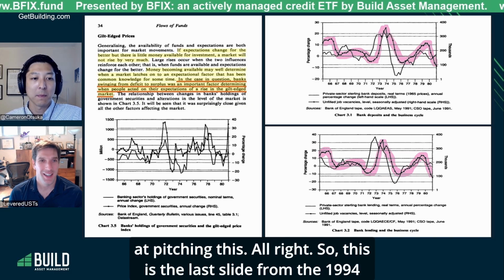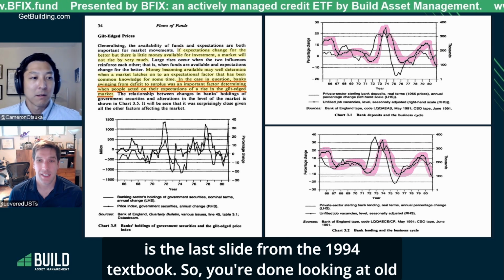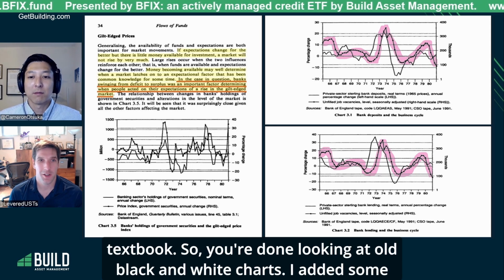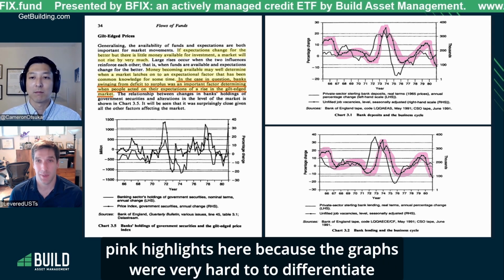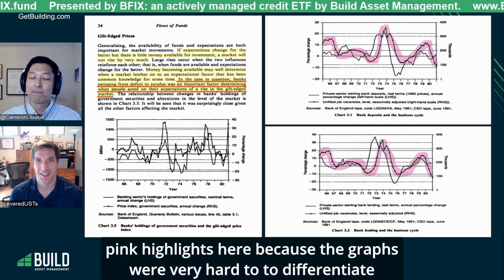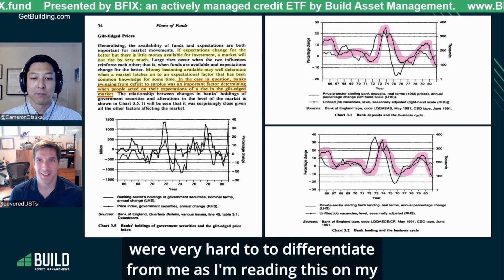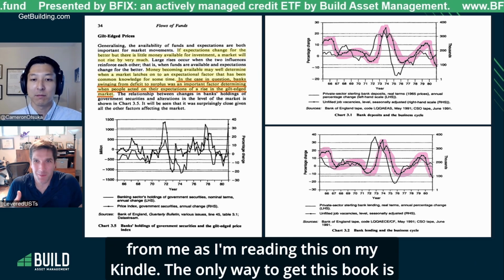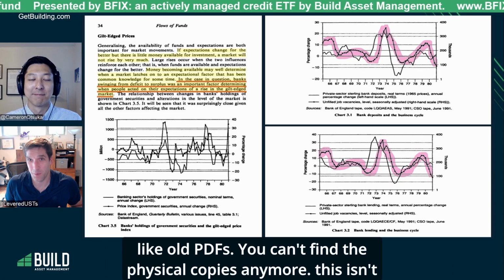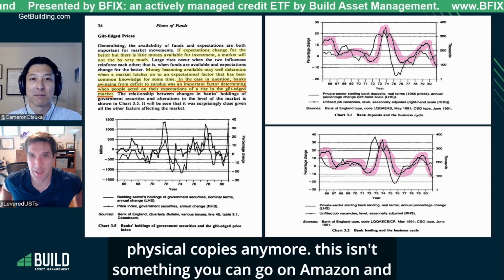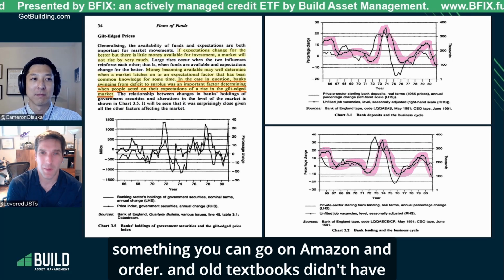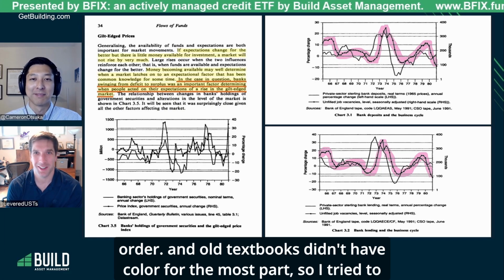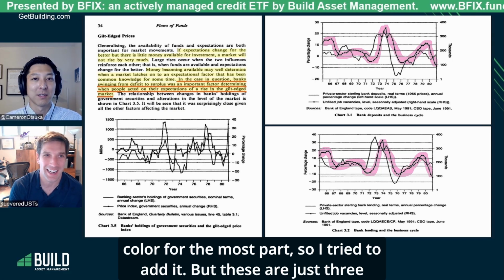All right, so this is the last slide from the 1994 textbook, so you're done looking at old black and white charts. I added some pink highlights here because the graphs were very hard to differentiate for me as I'm reading this on my Kindle. The only way to get this book is old PDFs. You can't find the physical copies anymore. This isn't something you can go on Amazon and order. And old textbooks didn't have color for the most part, so I tried to add it.